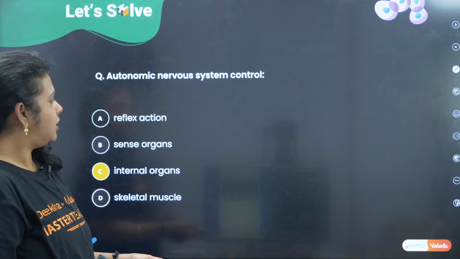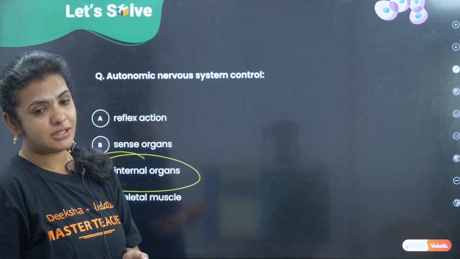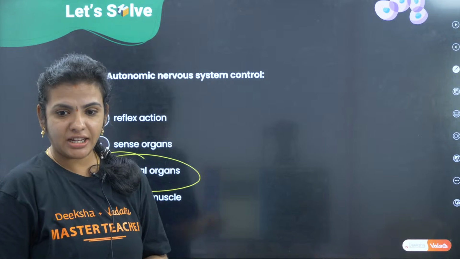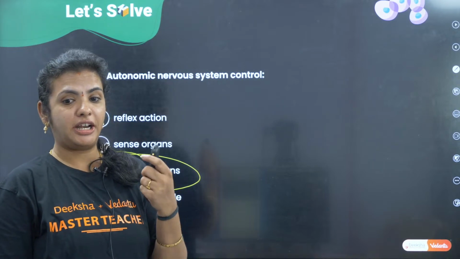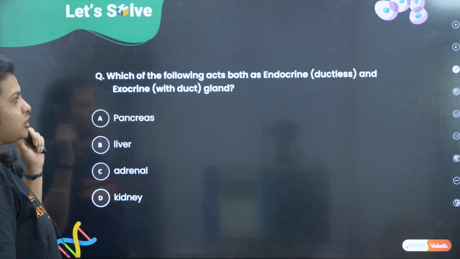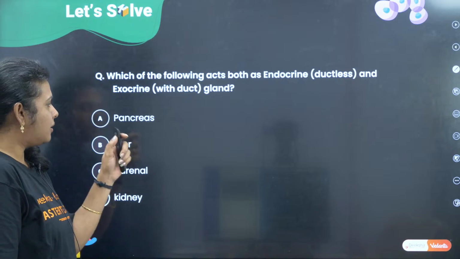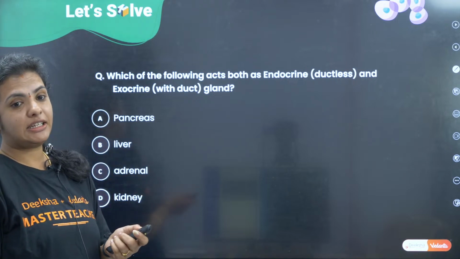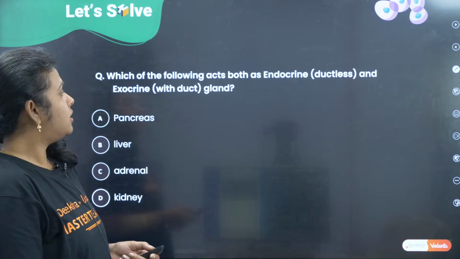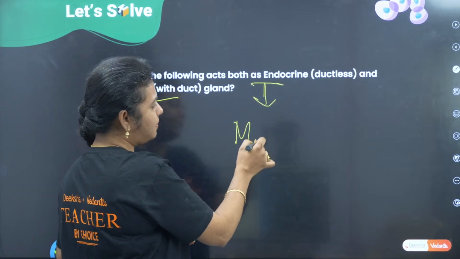Okay. All right. So definitely it's going to take care of your internal organs, which could be breathing, which could be excretion, which could be digestion, circulation, any of this. All right. Which of the following acts as both endocrine and exocrine gland? Pancreas, liver, adrenal and kidney. So we have 4 options. Both endocrine and exocrine together will be called as a mixed gland.